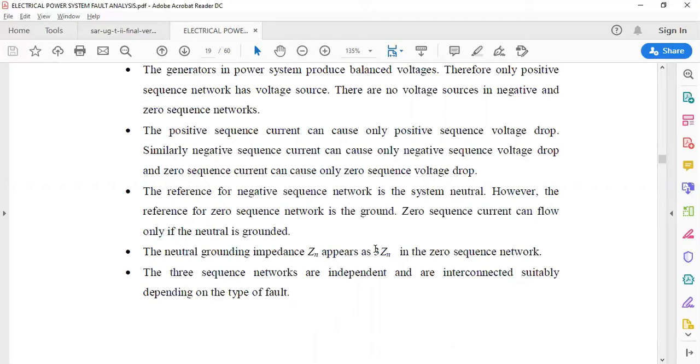The three sequence networks are independent and are interconnected suitably depending on the type of the fault. So specifically, we are utilizing all this for the fault analysis. Depending on the type of fault, we will connect different networks to each other.